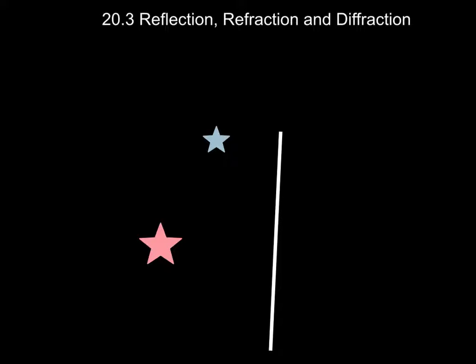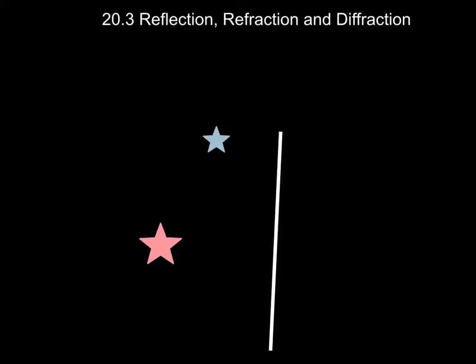Previously, we talked a little bit about mirrors and how when rays of light reflect off of them, they reflect in a way so the incoming angle is the same as the outgoing angle. But let's talk a little bit about what image is actually created when we have reflections.